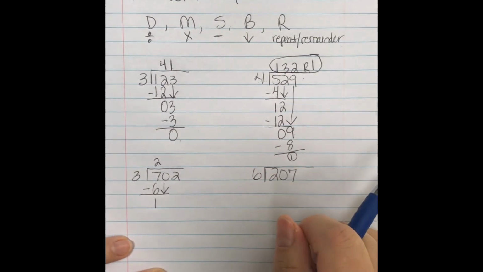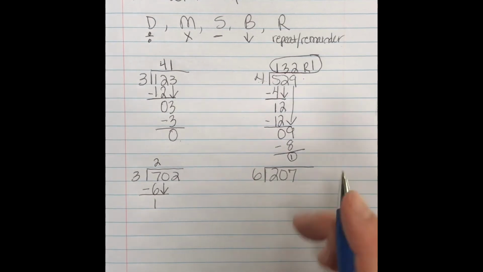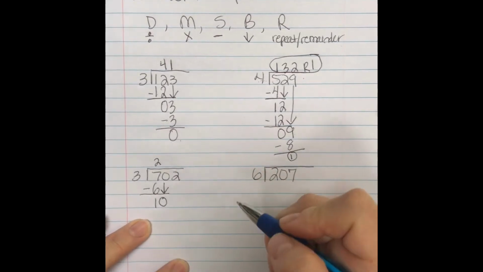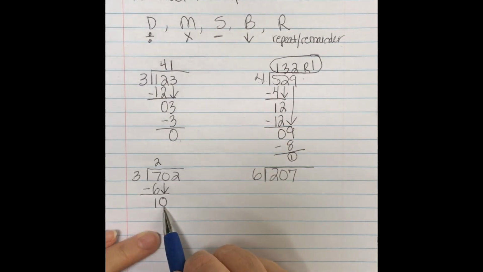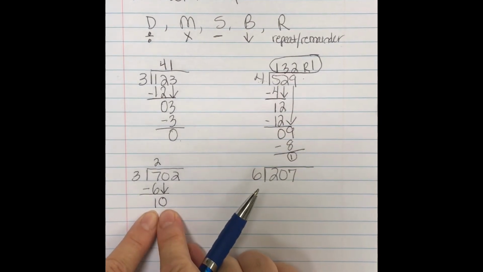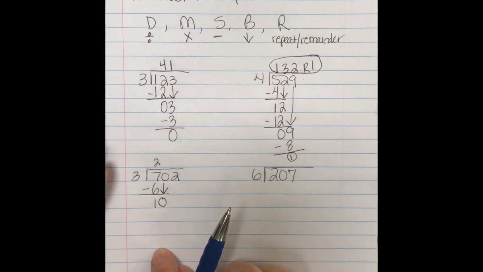Just because that is a 0 doesn't mean that you treat it any different. Sometimes kids get freaked out when they see the 0, but it is still a number. It represents nothing, but it's still a number. I still have to bring it down. And you can see when I brought it down, it now makes this number a 10. So that's really important that you do all the same steps. Don't get worried or confused if you see a 0. You do the same things.